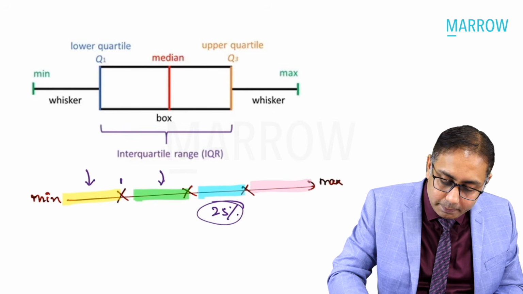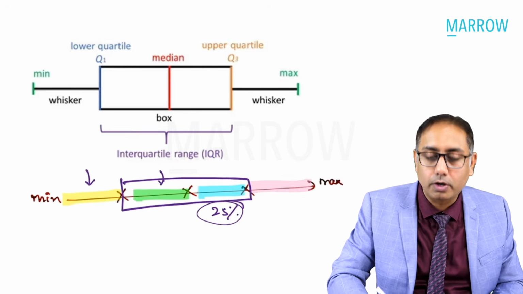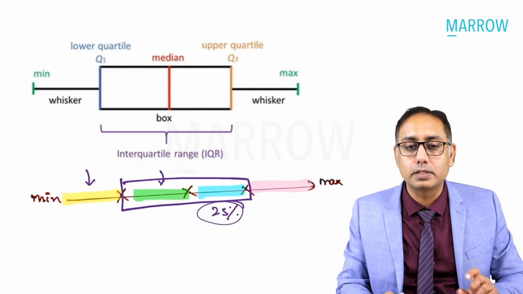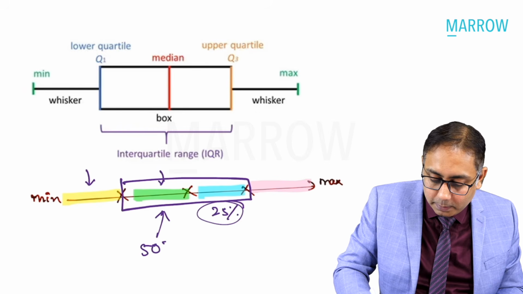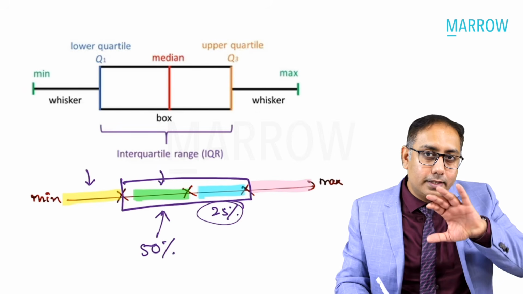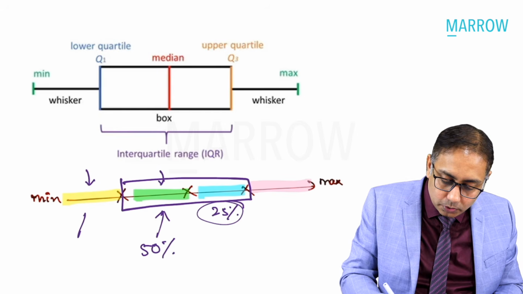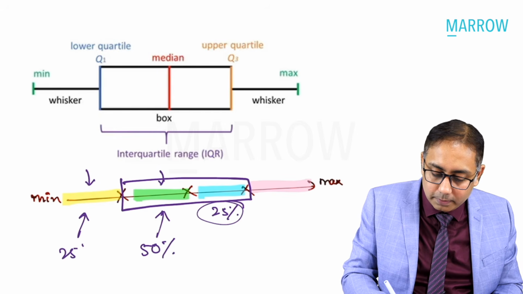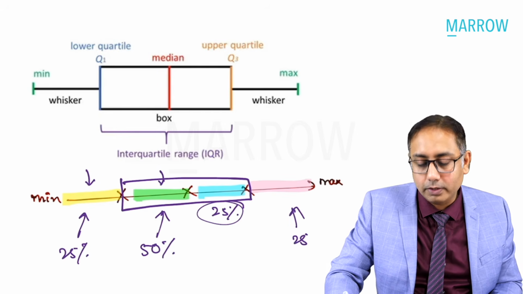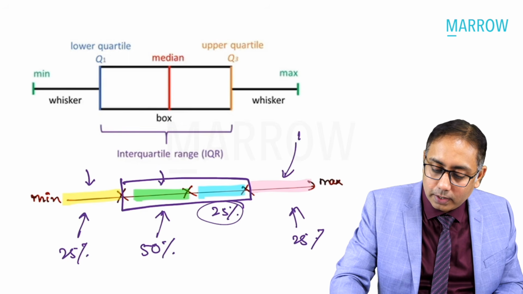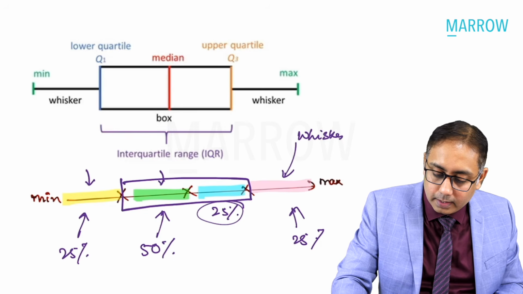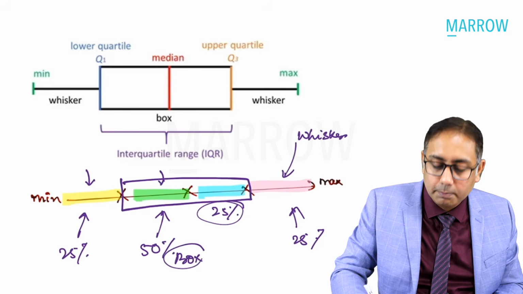Now if I make the center tiles one box, the box will contain 50% of the data. The lower tile will contain 25% and the upper tile will contain 25%. Are we correct? These are called the whiskers and the box is called the box.